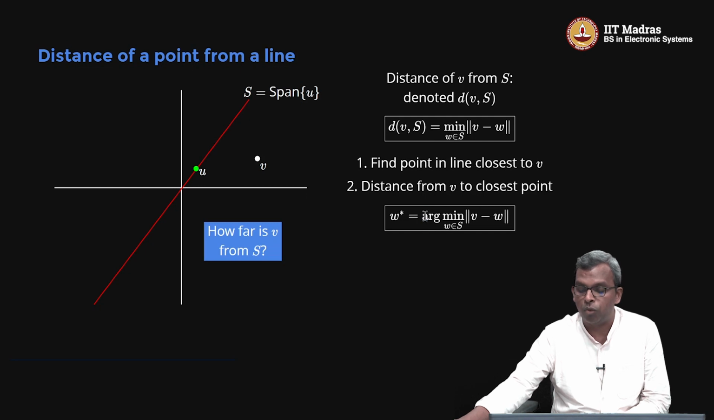If you have not seen it before, keep that in mind. I do a minimization over a variable. The function I'm minimizing is this. The variable that results in the minimization is the arg of that, and that I'm calling W star. To be a little bit more clear, once you find this W star, d of V comma S, you don't need any minimization any further. It's just the norm of V minus W star.